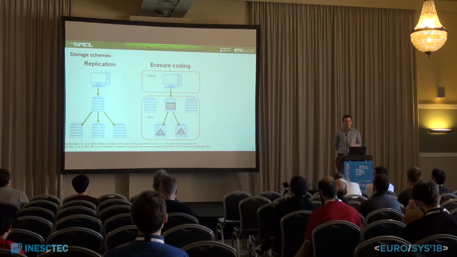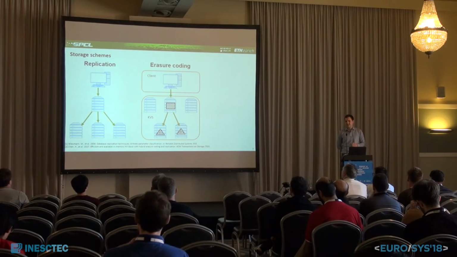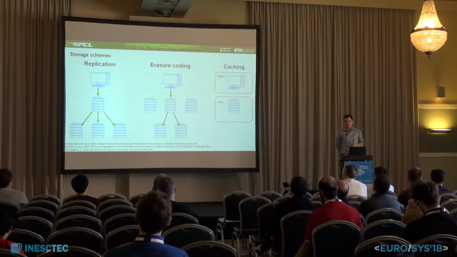So in this work we focus on Reed-Solomon codes, and you're probably familiar with them from RAID 5 and RAID 6 storage systems. And finally, an in-memory key-value store can be used as a caching layer, for example, for caching query results where no redundancy is present.